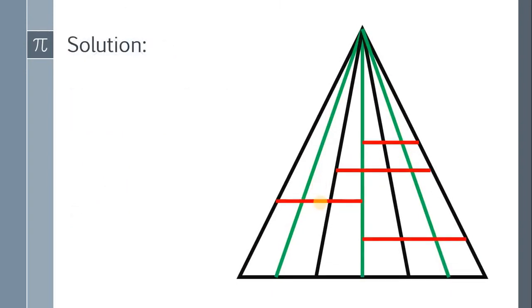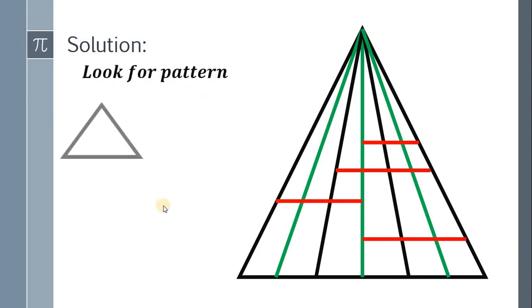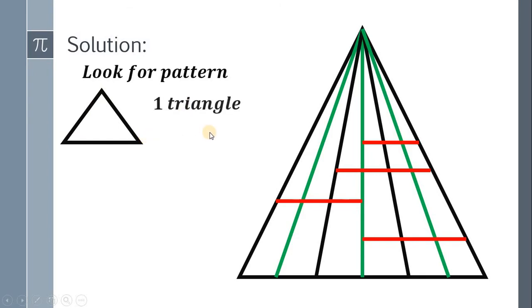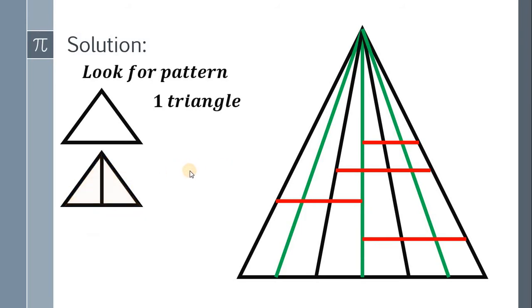Our solution involves looking for a pattern. So let's start with the basic. Let's start with this picture. Now, how many triangles are there? Obviously, there's one triangle. Now, let's increase the difficulty. Let's have this picture. How many triangles are there? So let's count. We have 1 and 2 small triangles, and the last is the big triangle. So we have 1, 2, and 3. Therefore, there are 3 triangles.